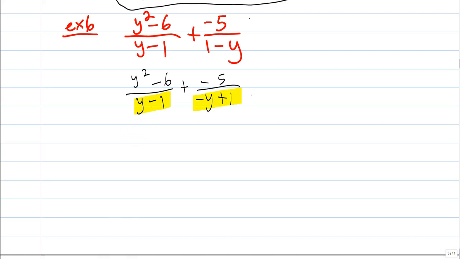So I'm looking at what now? Y squared minus 6, y minus 1, plus negative 5 over, factor out the negative 1, leaves us with y minus 1.